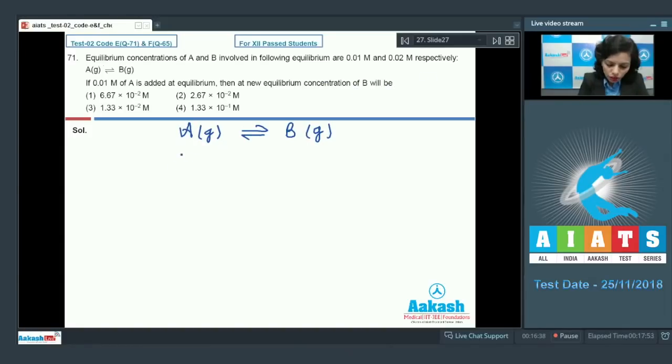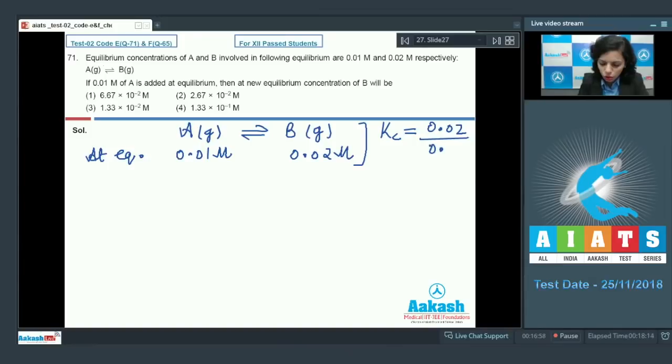Now, the concentration of A at equilibrium is 0.01 molar. If we talk about the concentration of B at equilibrium, that is 0.02 molar. With the help of this, we can find out the Kc value, that is equal to the concentration of B at equilibrium divided by the concentration of A at equilibrium. And the value for this Kc is 2 here. Now, after this, you are just going to add this 0.01 molar of A to the reaction mixture at equilibrium.